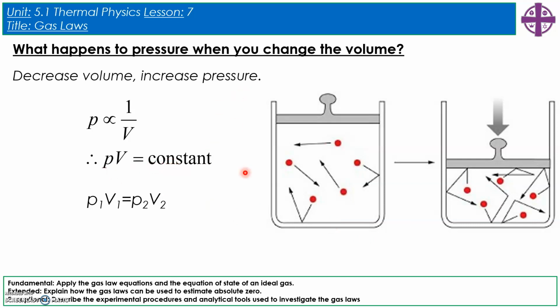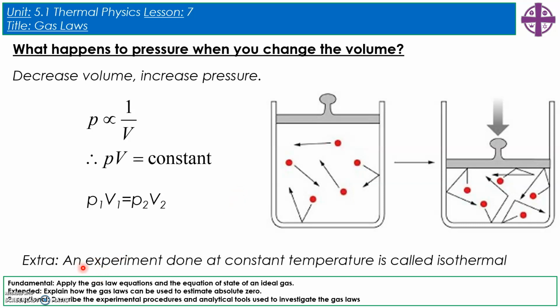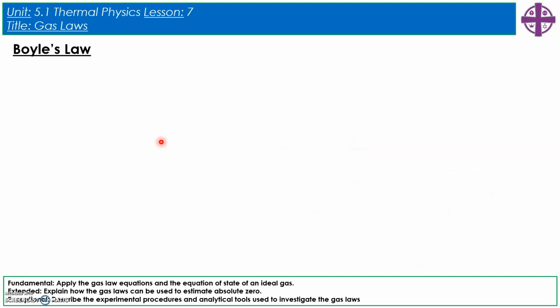And in this case, we kept the number of particles and the temperature the same. And you can note down that whenever you do an experiment at a constant temperature, it's called isothermal. So that change was an isothermal change. When I changed the volume, it was an isothermal change, no change in temperature. This is called Boyle's law.